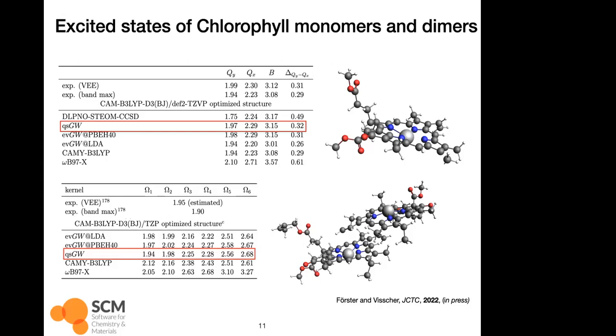And you see that especially quasi-particle self-consistent GW is very close to the vertical excitation energies, but also eigenvalue only self-consistent GW. And while these range-separated hybrid functionals, well, it depends a little bit which one you use, right? Sometimes they work very well, sometimes they do not work that well.